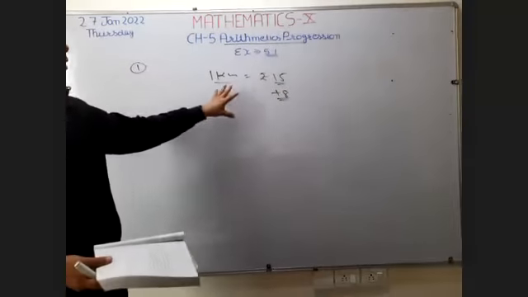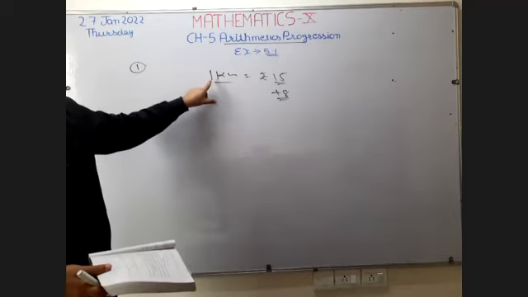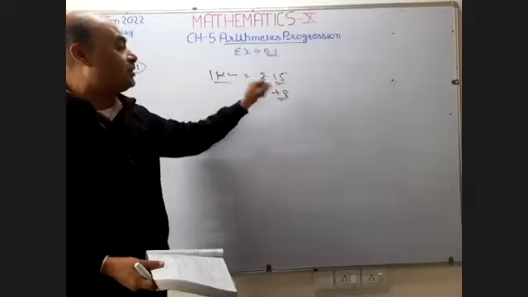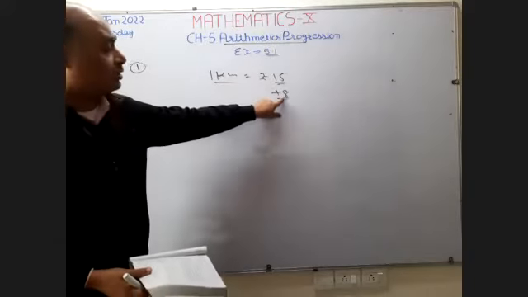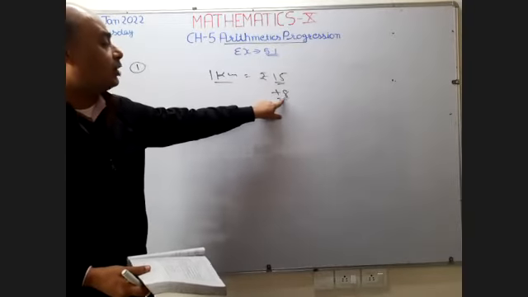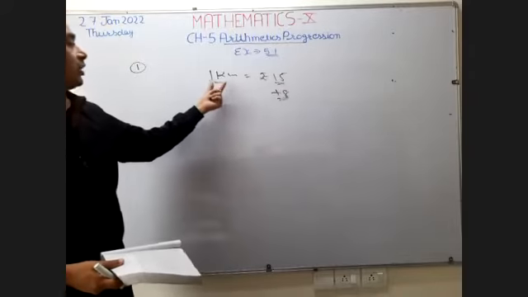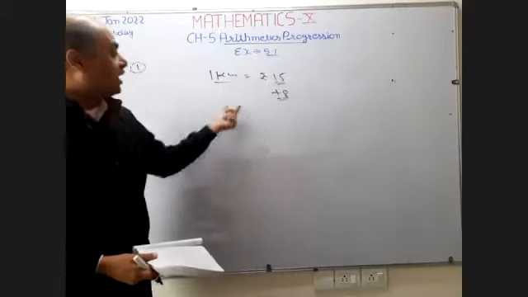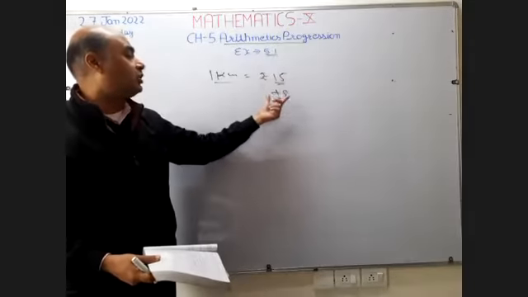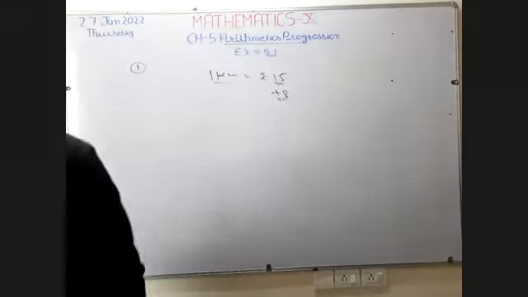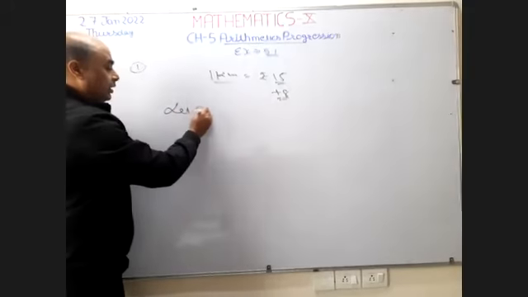So first I want to form an AP with the help of the given situation. It is given that the cost of 1 kilometer is 15 rupees. After that, if we want to move additional, we have to pay 8 rupees. The next kilometer is going to increase by 8 rupees, and the one after that also by 8 rupees, not 15 rupees. For the first kilometer, we have to pay rupees 15. For each additional kilometer, we have to pay rupees 8. It is given. So with the help of the given situation, I want to form one AP.